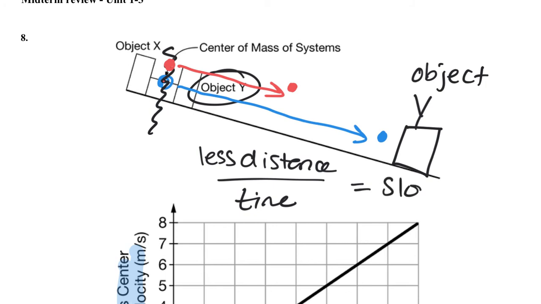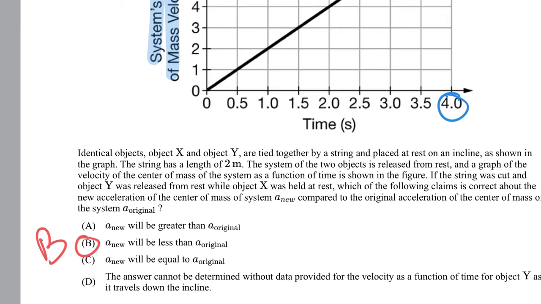So if it's going slower, therefore its acceleration is going to be less in our new situation than the original. Then that means our answer will be A, new will be less than original. And I'm just going to show that down here. Letter B.